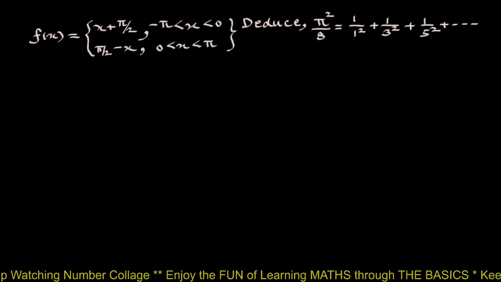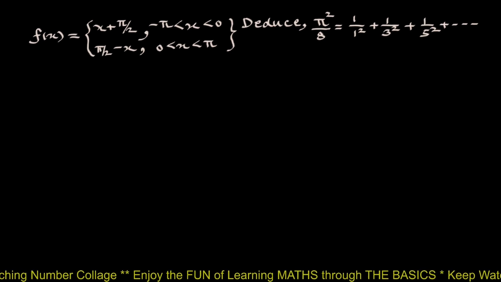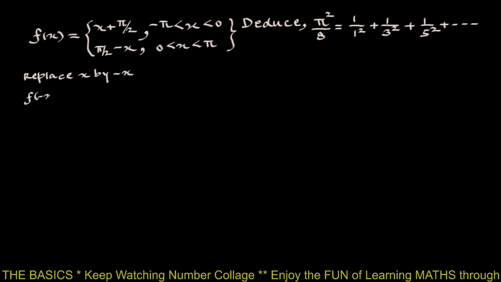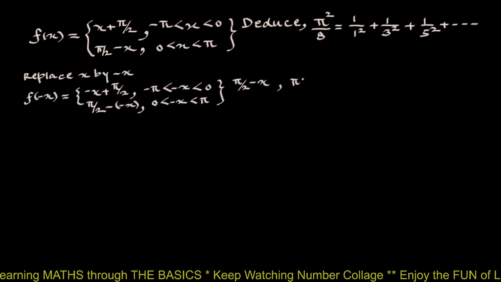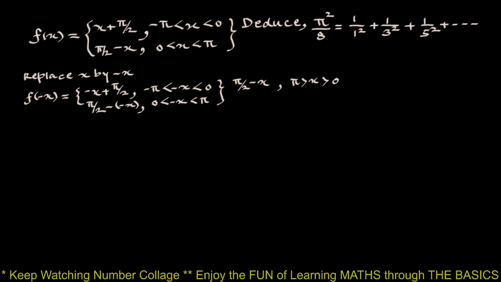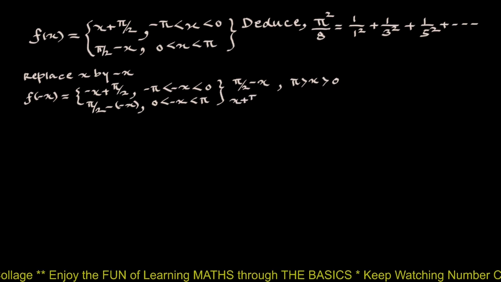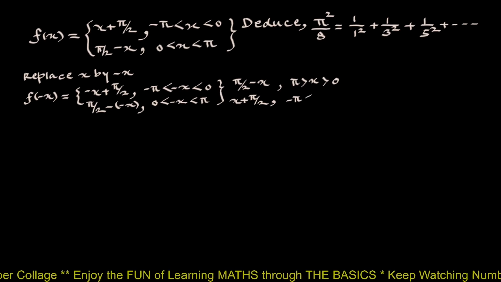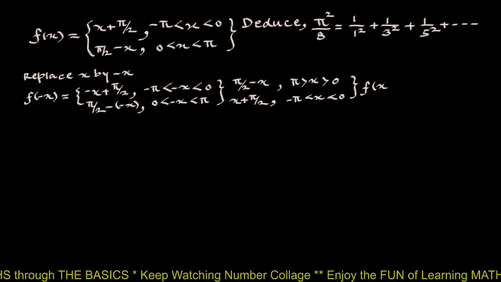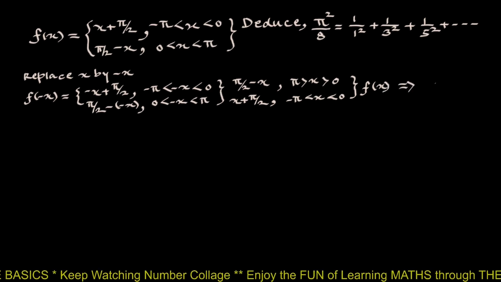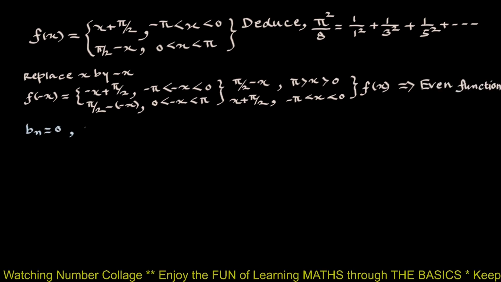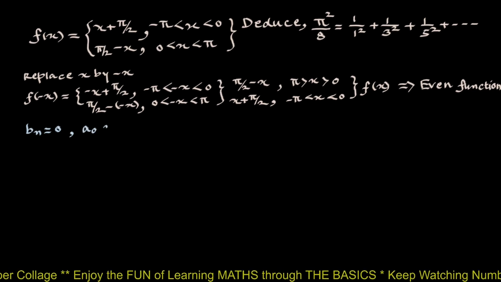First we will check whether f of x is an even function or an odd function. For checking, we will replace x by minus x. So f of minus x will be, which will be pi greater than x greater than 0. As we know, when we multiply by minus 1, the inequalities get reversed. x plus pi by 2, minus pi less than x less than 0 because of the same reason, which is nothing but original function f of x, which implies that f of x is an even function, implies bn equals 0. So we have to find only a0 and an.